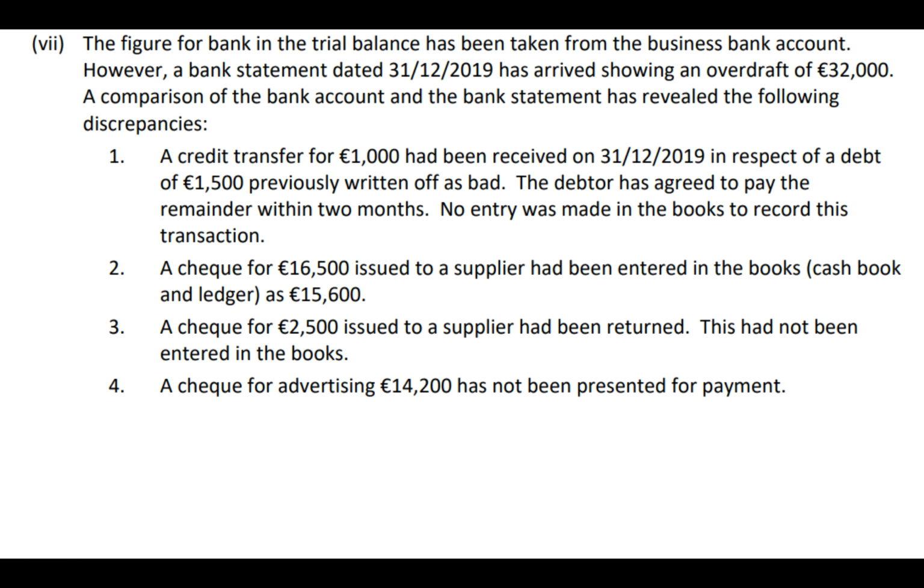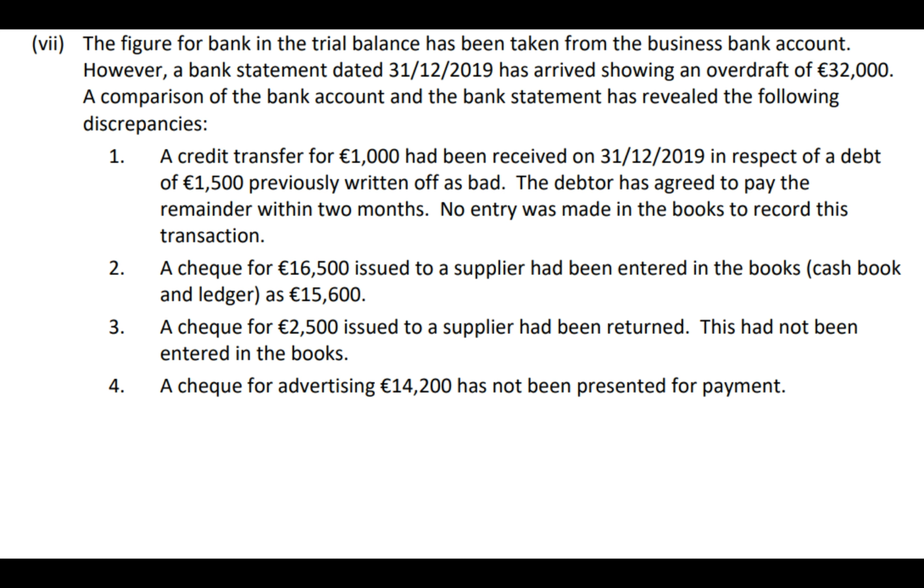Okay, so we've got the big bank adjustment now. So the first time that this ever appeared in a sole trader final account. So the figure for bank in the trial balance has been taken from the business bank account. However, a bank statement dated 31st of the 12th, 2019 has arrived showing an overdraft of €32,000. A comparison of the bank account and the bank statement has revealed the following discrepancies.